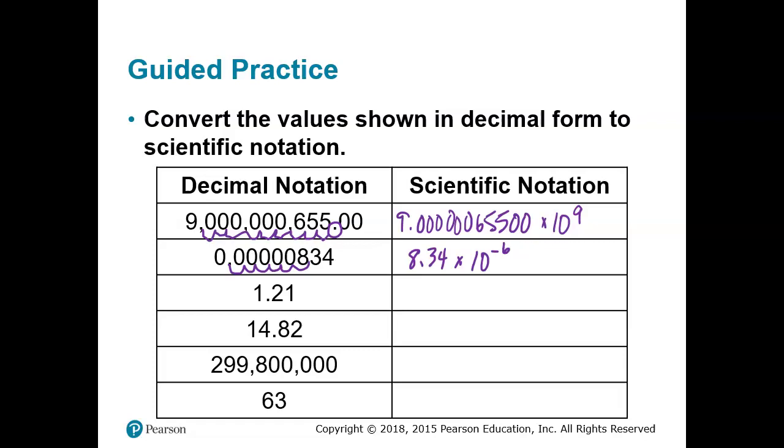For 1.21, I can leave it just as 1.21. It's between 1 and 10. If I want to turn it into scientific notation, I could. The exponent there would be 0 because I haven't moved the decimal place at all.